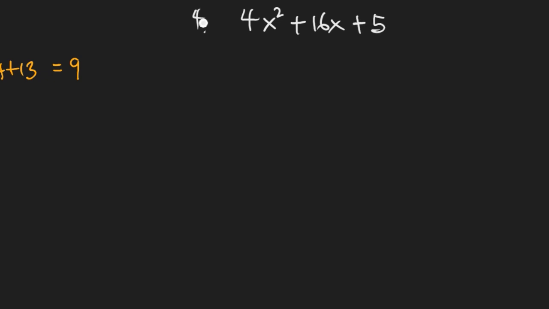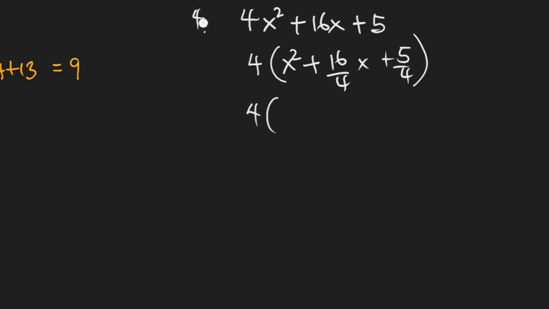Alright, in a situation where the a is not 1, so the 4 here is representing our a, what we do is that we factorize it. That was what I said at the beginning of the video. So you factorize this, so 4 comes out, then you can have x squared plus 16 over 4x plus 5 over 4. So this simplifies to 4 out x squared plus 4x plus 5 over 4. So what I now do is that I solve what is in the brackets using our fast method.